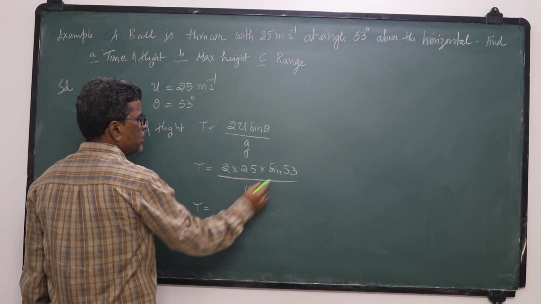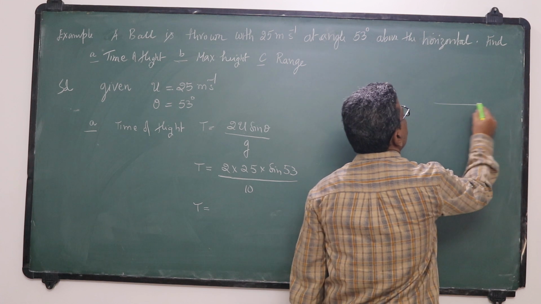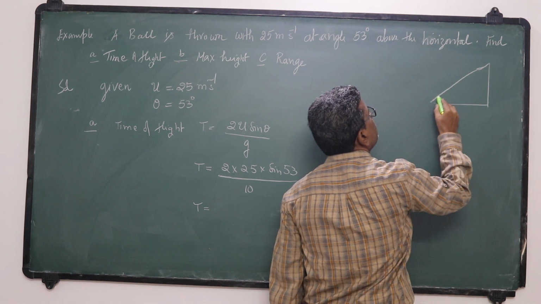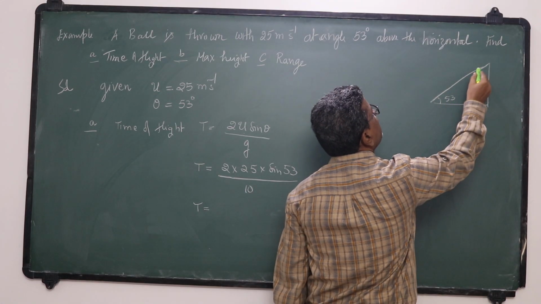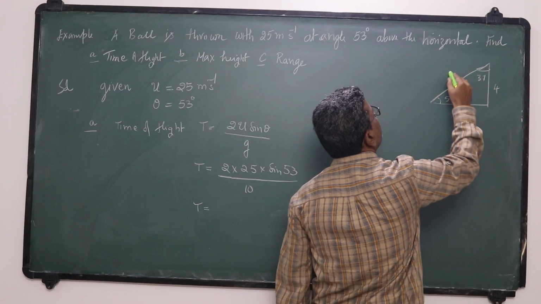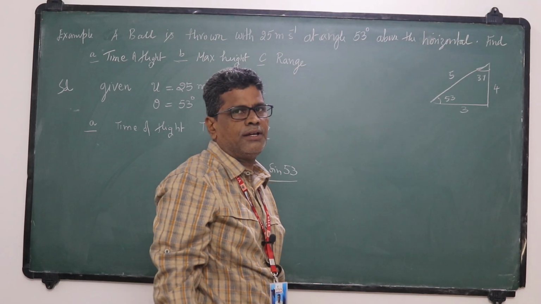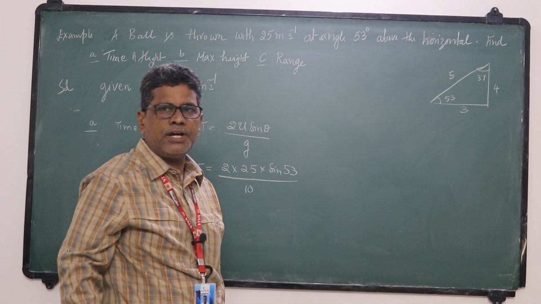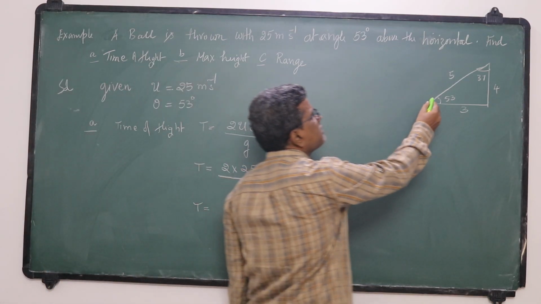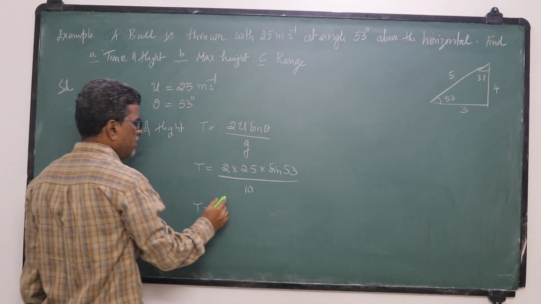What is sin 53? I think you know this value. You remember this value, I said many times. If this angle is 53, then this is 37. This side is 3, this is 4, this is 5. You remember this triangle. With the help of this triangle, you will get sin 53. Sin 53 is opposite side by hypotenuse, that is 4 by 5.